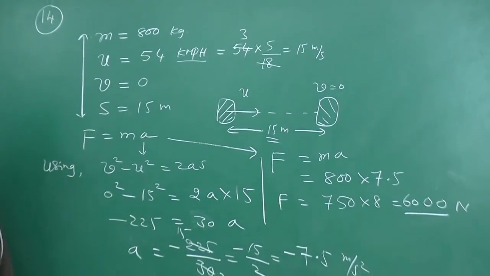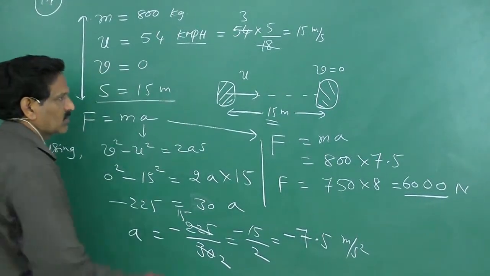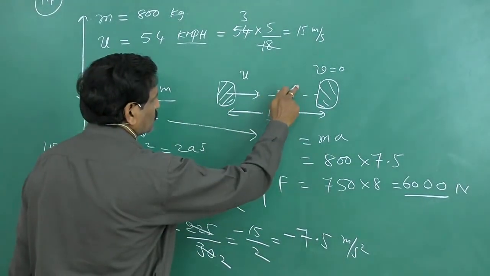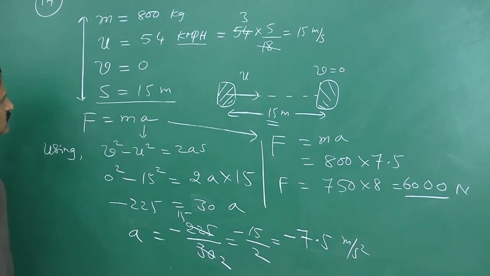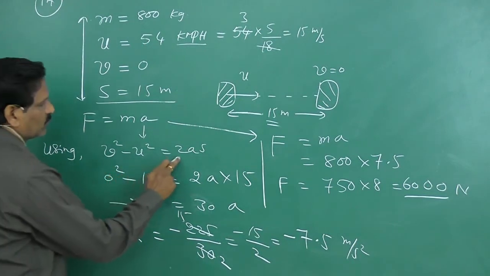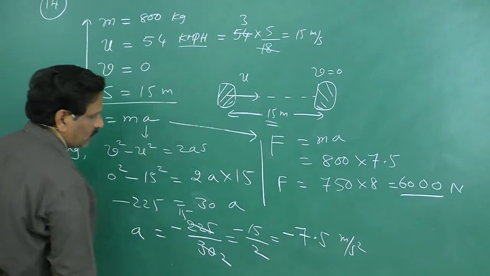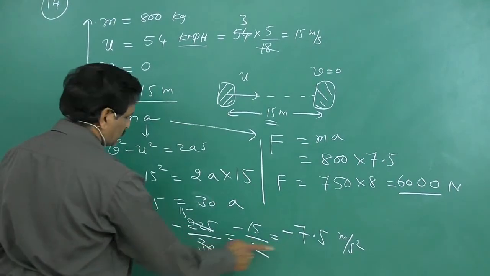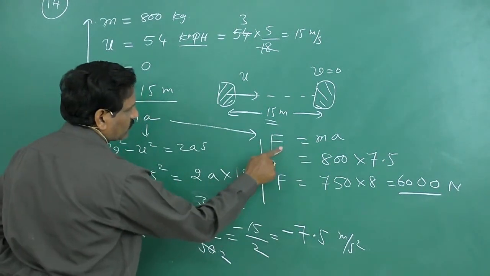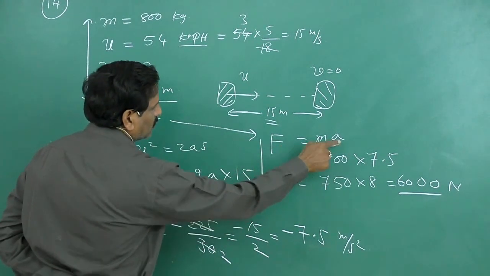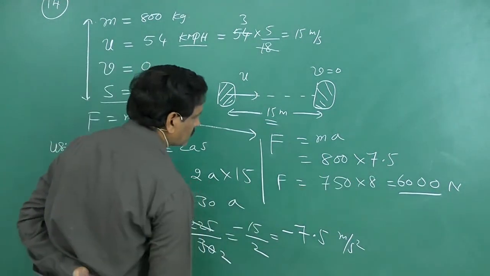So here instead of time, the distance in which the car is brought to stop is given. Then we have to use the formula v square minus u square equal to 2as to find the acceleration. Then you get acceleration as minus 7.5. Acceleration is negative, which means this is retardation. Retardation is produced by retarding force. So retarding force is equal to mass of the car into retardation. So 800 into 7.5. So F is 6000 Newton.